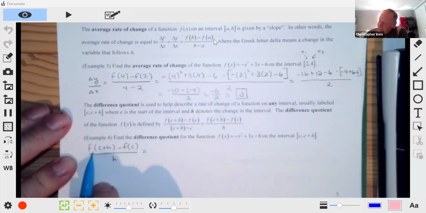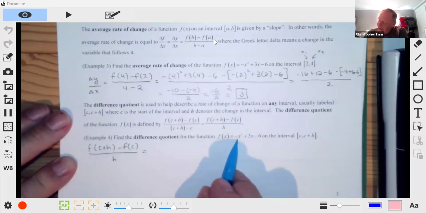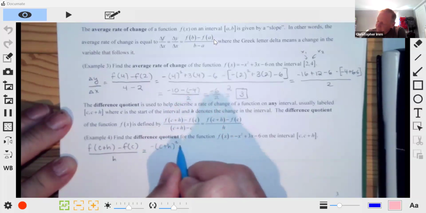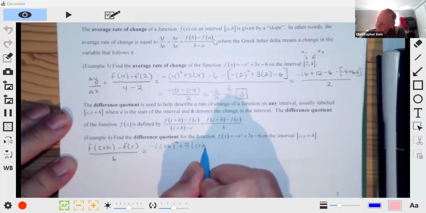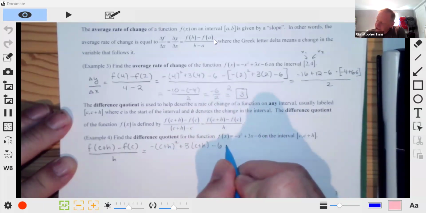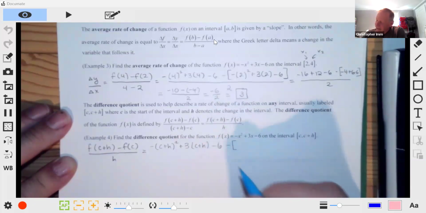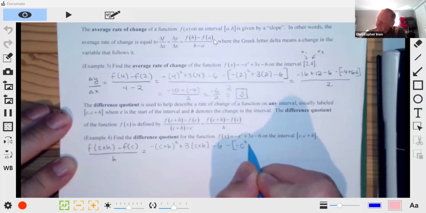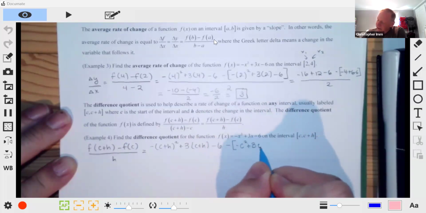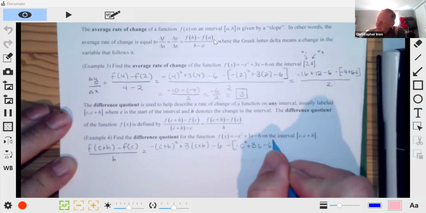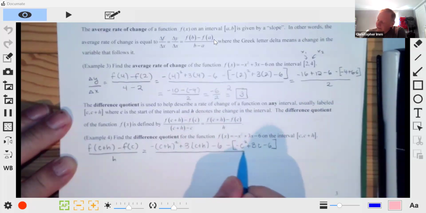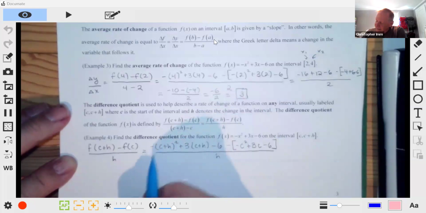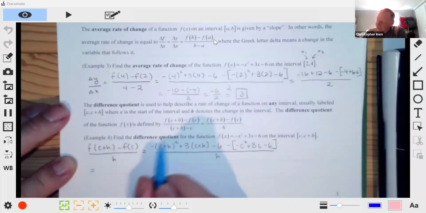All right, so I go and look at my f function. Wherever I see an x, I'm going to plug in a c plus h. So I have negative (c plus h) squared plus 3(c plus h) minus 6. Then, just like above, I'm going to subtract off, in big brackets, f of c. This says take that function, and wherever I see an x, plug in c: negative c squared plus 3c minus 6. And then I'm going to divide everything by c plus h minus c, but we said that that was h.